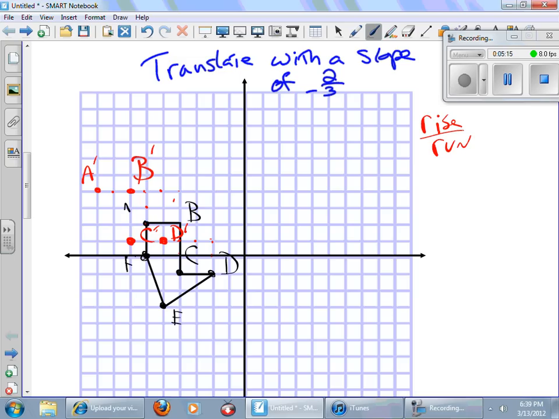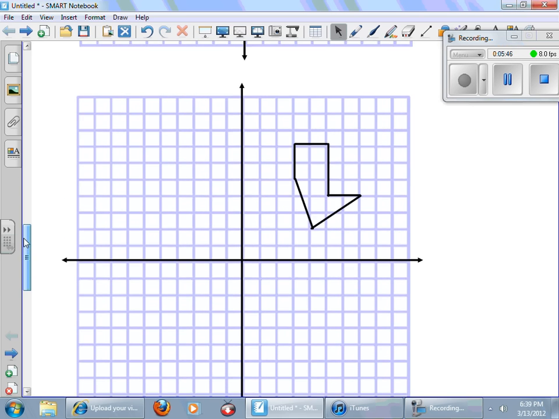So there's D prime. Connecting A to B, B to C, C to D. E, 1, 2, back 1, 2, 3. There's E prime. D goes to E, F goes 1, 2, 1, 2, 3. There's F prime, and the shape basically draws itself. And there you go. You just translated the shape by a slope of negative 2/3. All right? Okay, 2 over negative 3. Very good. Translating is just sliding it by the way it tells you.